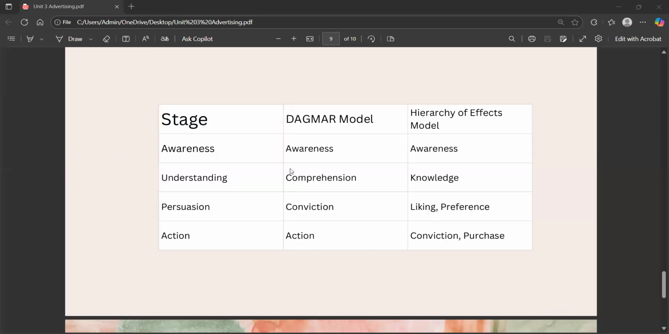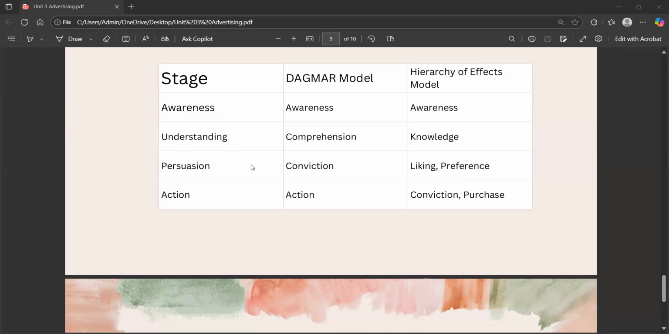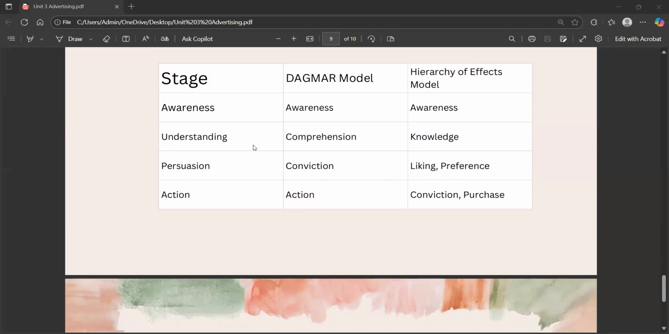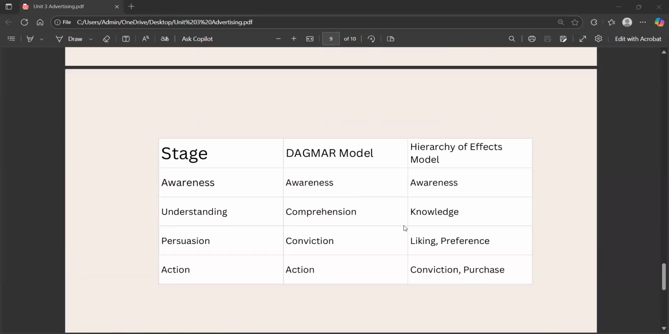So first is awareness. In Dagmar it is awareness, and in the hierarchy of effects model it's also awareness. In the understanding stage, in the case of Dagmar, it is comprehension. And in the case of the hierarchy of effects model, it is knowledge. In the third stage, which is persuasion, in the case of Dagmar, it is conviction. And in the hierarchy of effects model, it is liking and preference. And last but not least, the action stage. In the Dagmar model, it's also action. And in the hierarchy of effects model, it's conviction and purchasing.